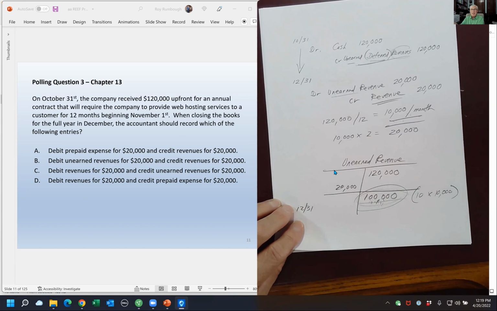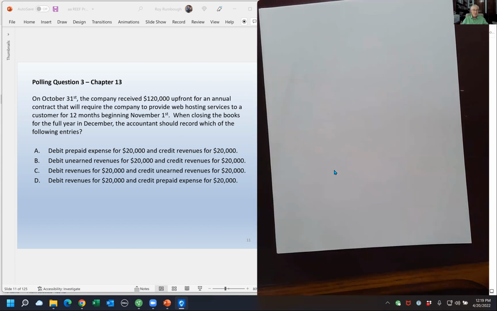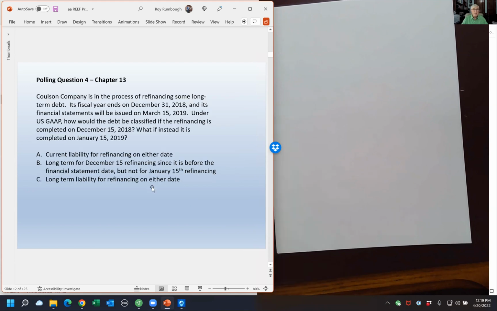You hope it's growing if you are investing in the company, because that kind of tells you that good things may be happening in the future. All right.